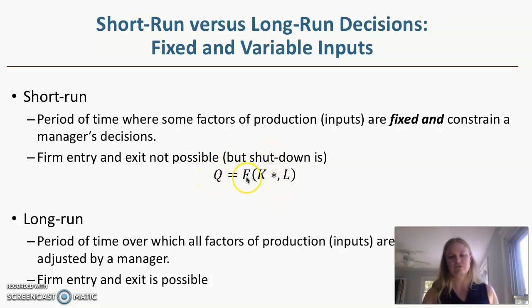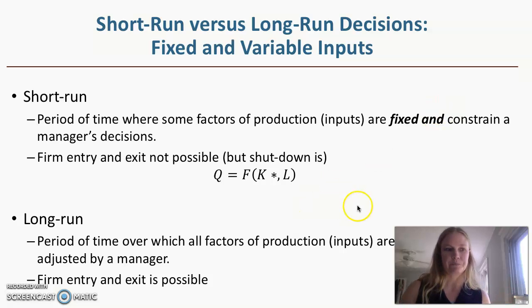When you see a little asterisk here, it's assuming the thing is fixed. So this is a production function. Q is a function of capital and labor. The amount of capital is fixed, so that tells me that is a short run problem. Long run, a period of time in which all factors of production, which are inputs, are variable and can be adjusted by a manager. So this is long enough that the manager can buy a new pizza oven if it's a pizza shop. Machines can change, you can move to a bigger location, everything's variable in the long run. And firm entry and exit is possible. So if the pizza industry is really profitable, in the long run, you're going to see a bunch of pizza stores pop up.